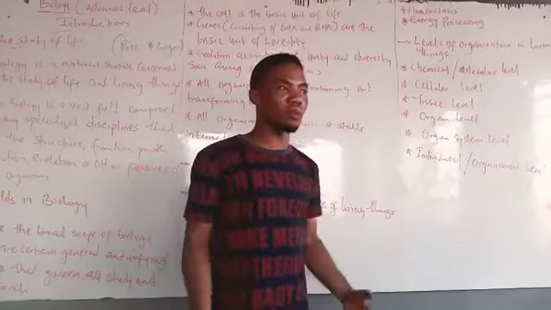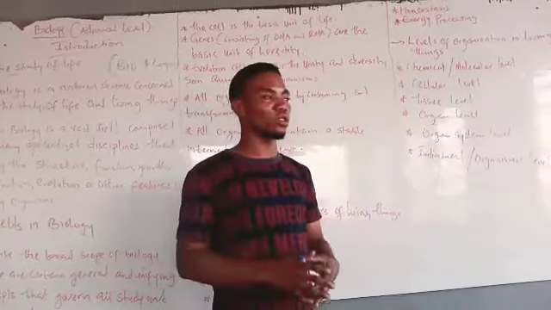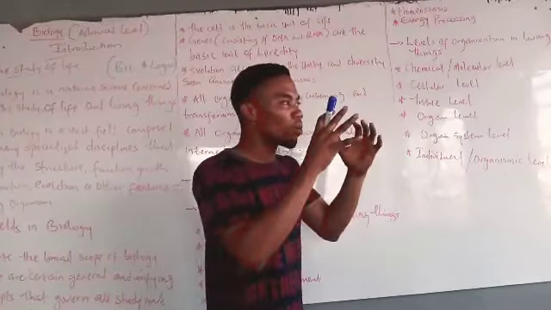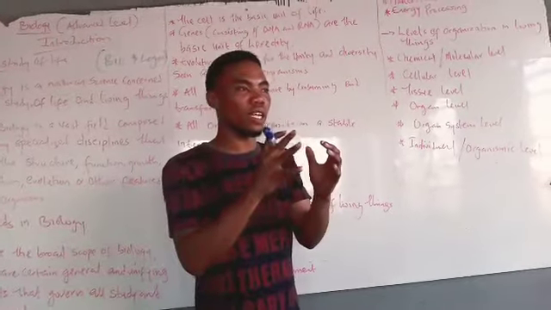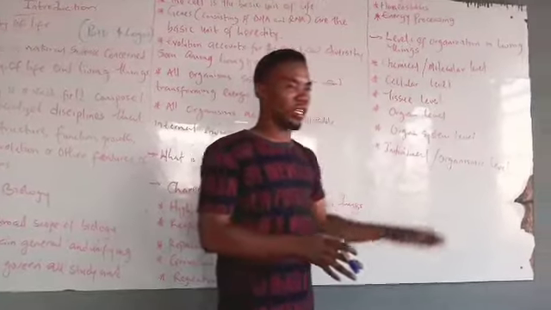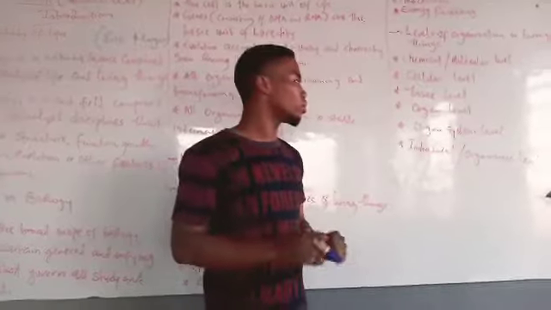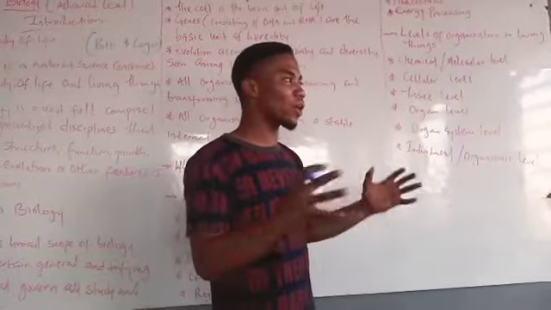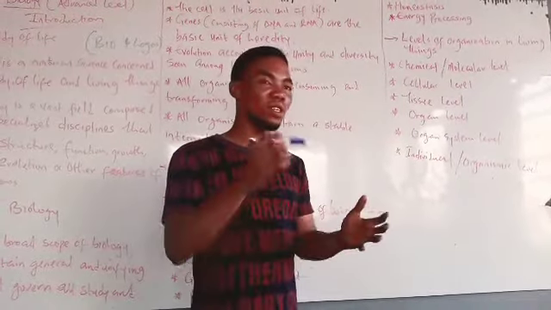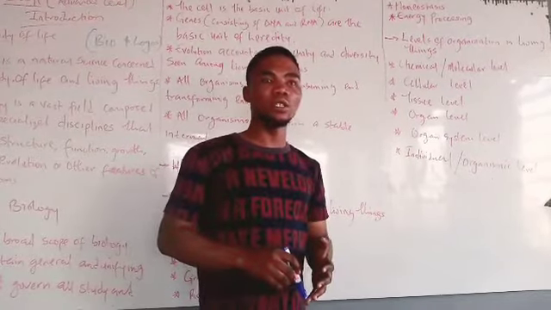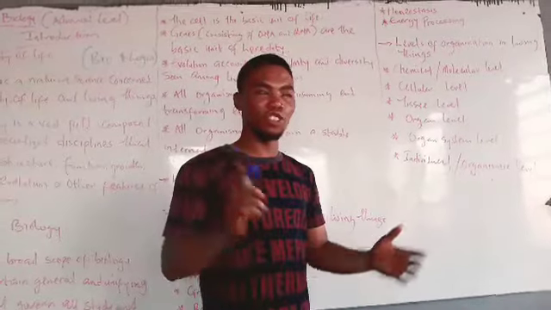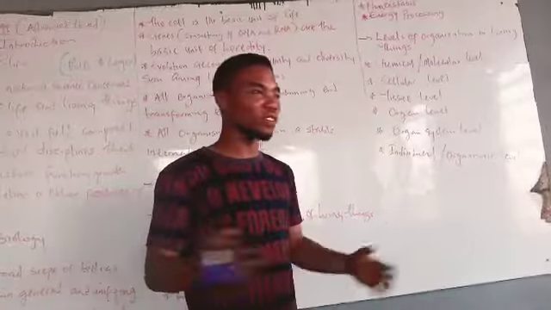Then next we have the organ level. We have different organs in the body, and these organs perform different functions. Some organs perform similar functions, or are directed towards performing the same function, and they come together to form the organ system level of organization. Of such systems we have the nervous system, the digestive system, the respiratory system, the excretory system, the urinary system, the reproductive system, and so on and so forth.